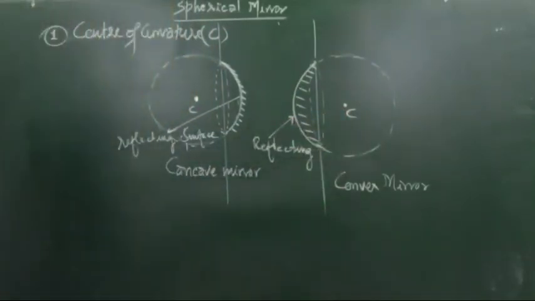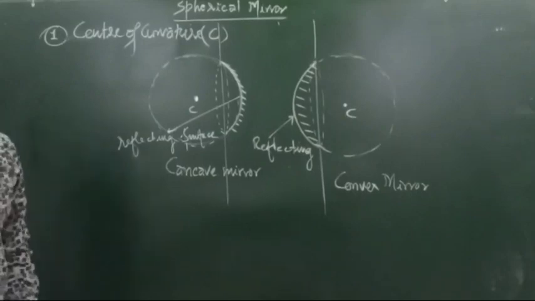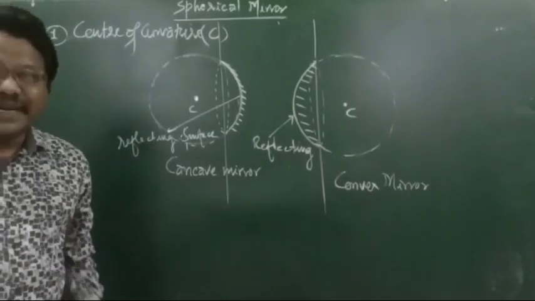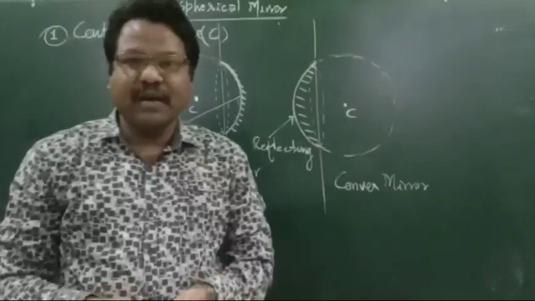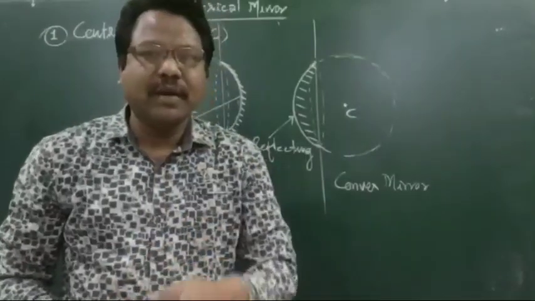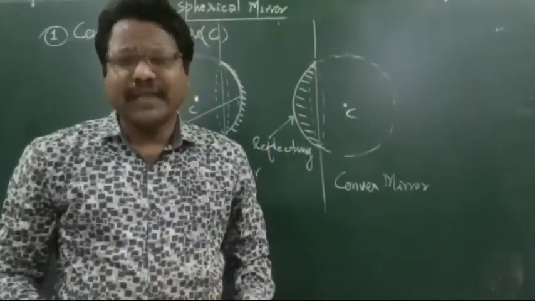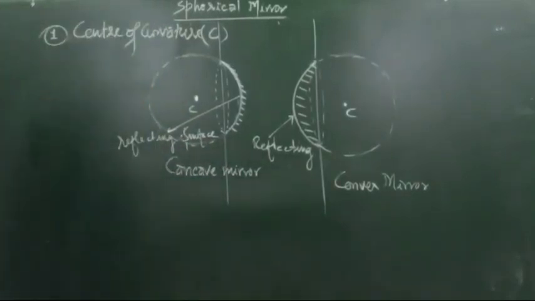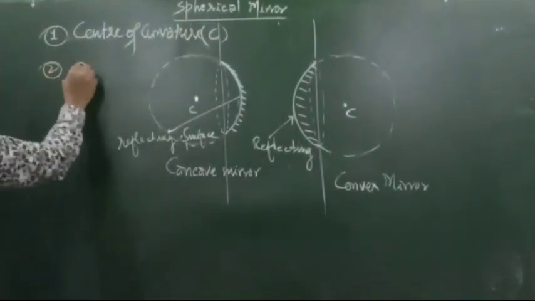So your first point is very clear. The center of curvature is the center of the hollow sphere from which we are obtaining the mirror. Now after that, next is the pole. What is that pole? The second term is the pole.